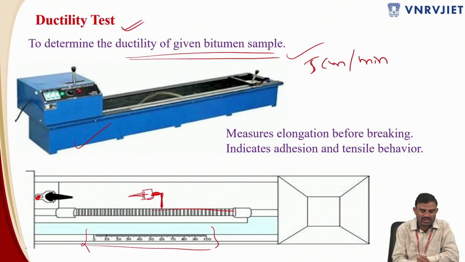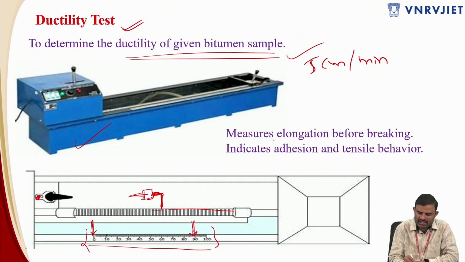Once you are about to start the test, just after keeping the briquette inside, you have to make sure that the scale is reading 0. After that, while in movement, you are going to get a different reading. The moment at which the elongated bitumen sample is cut in the middle, you have to take the reading on the scale. That will be represented as the ductility value of the given bitumen sample.